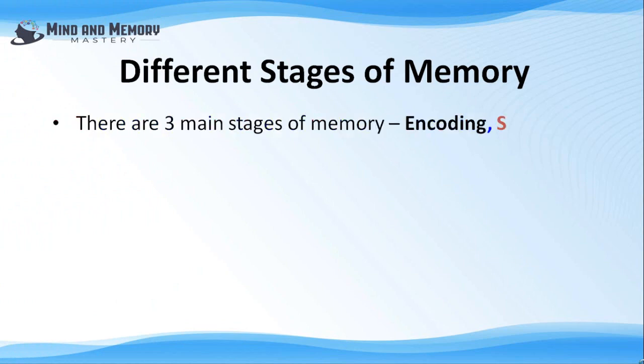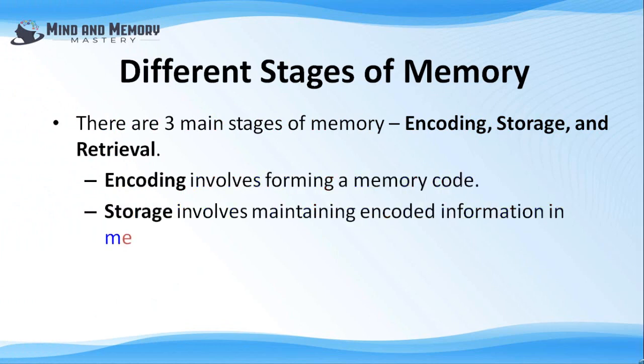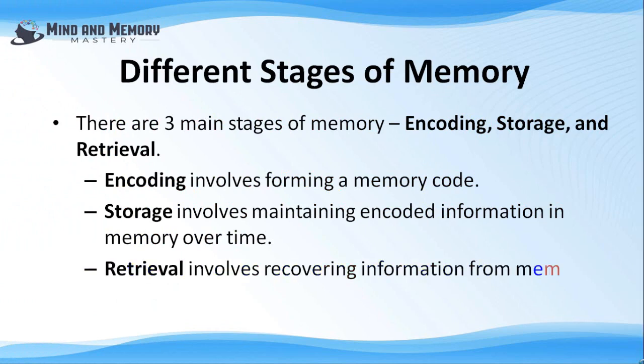Different stages of memory. There are 3 main stages of memory: encoding, storage, and retrieval. Encoding involves forming a memory code. Storage involves maintaining encoded information in memory over time. Retrieval involves recovering information from memory stores.